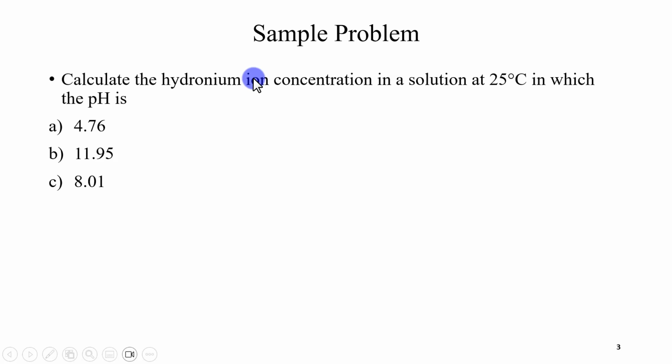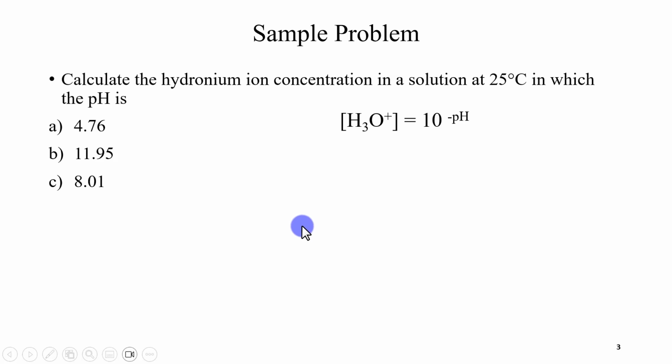We have to calculate the hydronium ion concentration when the pH is 4.76. For this, we're going to use a slightly different formula. And here's the formula. The concentration of H3O plus is equal to 10 raised to the power of the minus pH value. So this is what we're going to use if we know the pH and we want to figure out the concentration.